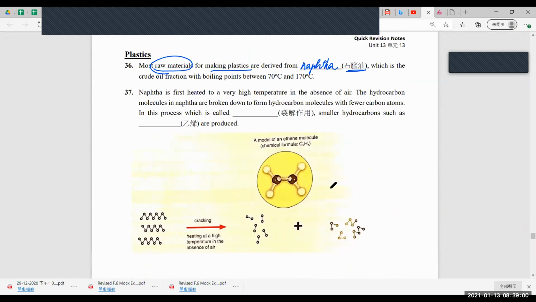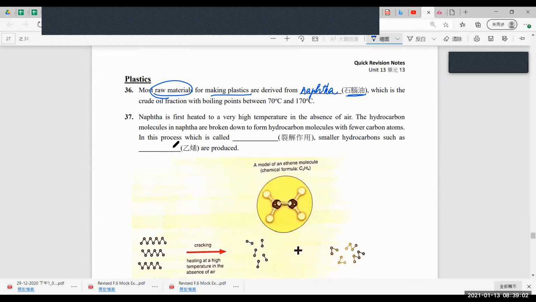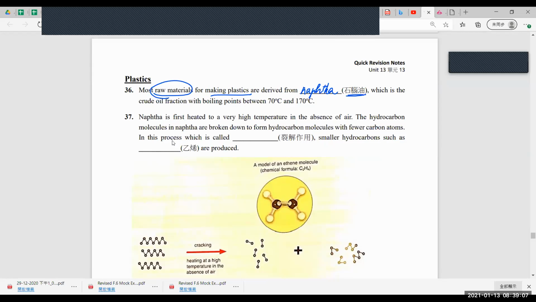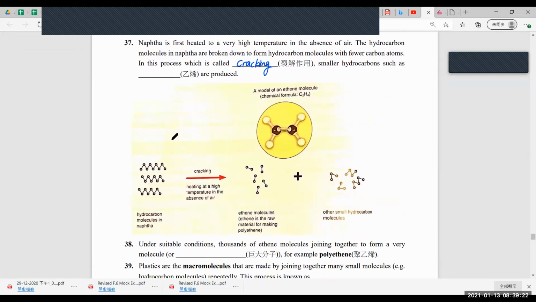And naphtha, but it is not the real raw material. We need to do something in order for it to become the raw material. It is done by a procedure we call cracking. Cracking, 裂解. Okay, so for example, if you see that diagram, you can get what I mean. Now, in the naphtha, how many carbons are there? 1, 2, 3, 4, 5, 6, 7, 8, about C8 here.